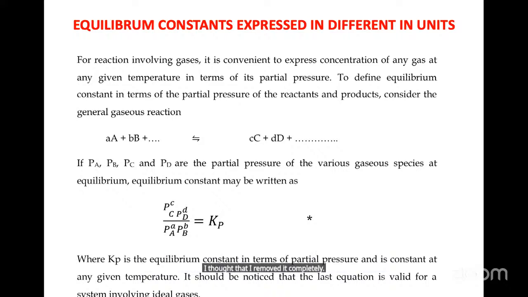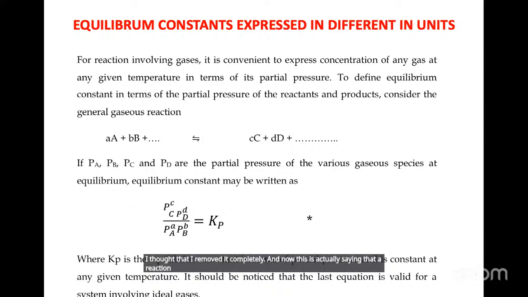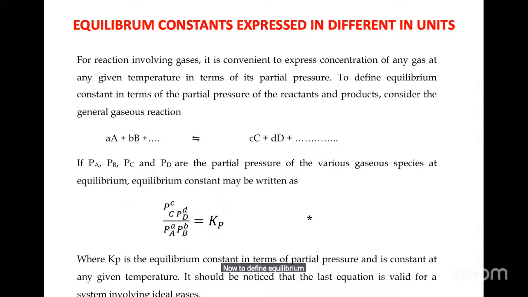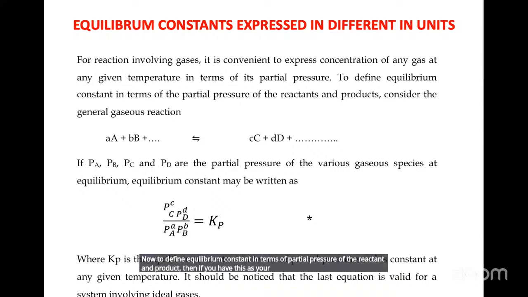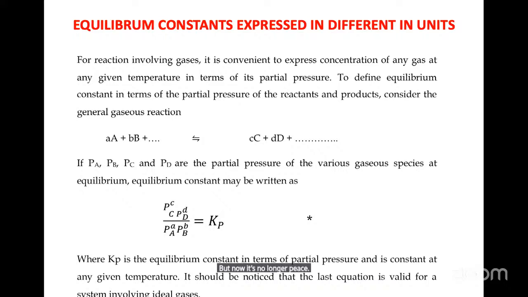And now this is actually saying that for reactions involving gases, it is convenient to express the concentration of any gas at any given temperature in terms of partial pressure, which was what you had on that. Now, to define the equilibrium constant in terms of partial pressure of the reactants and products, if you have this as your gaseous reactants and products, this is going to be your equilibrium constant. But now it's no longer Kc, it is now Kp.